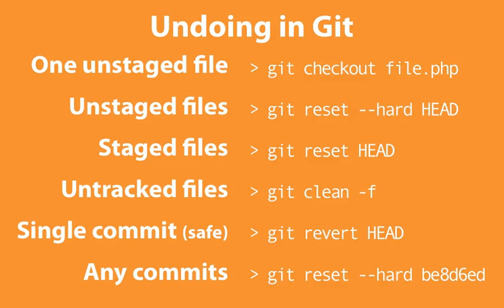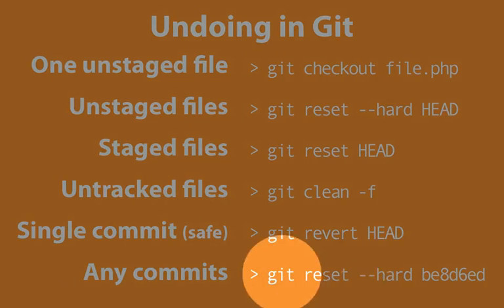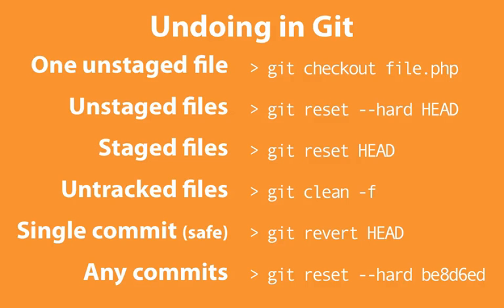And finally, if we want to rewrite history and destroy some of the commits that we've made, we can use git reset hard and then pass it the name of the commit or use some other selector. And this will remove any commits that were made after that point.